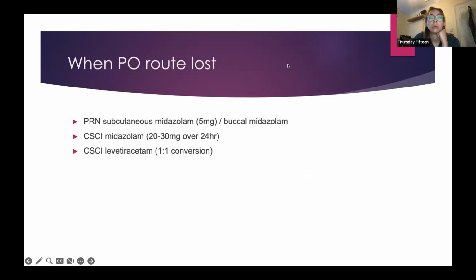When we lose the oral route for seizures at the end of life, there are different options that you can consider. So you can use PRN subcut midazolam, or buccal midazolam. But generally, I think what's safer if people are having active seizures is to put midazolam in the driver at a higher dose. You can also put levetiracetam in a driver. It's a 1-to-1 conversion. So that's another option.